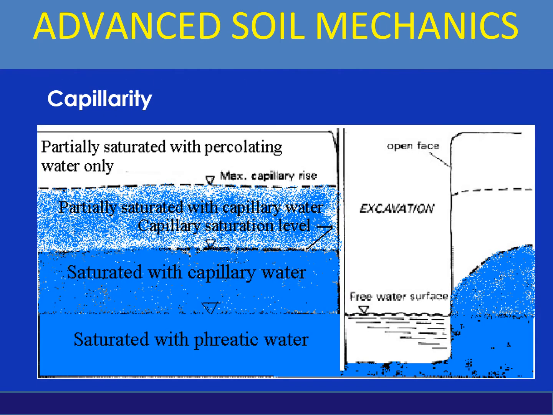So you can see over here, this is the groundwater table. Saturated soil with phreatic water. Phreatic water means the water table. Above that, saturated with capillary water. Then you are having the partially saturated with capillary water, and then the partially saturated with percolating water only.